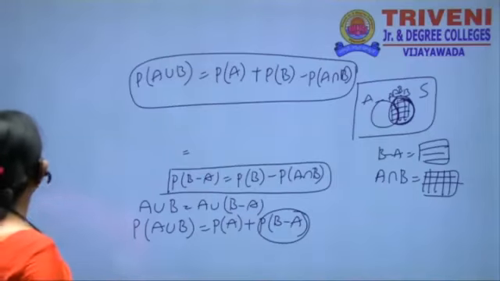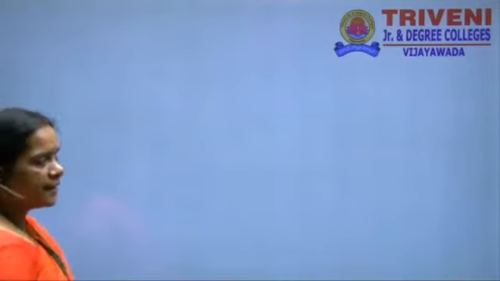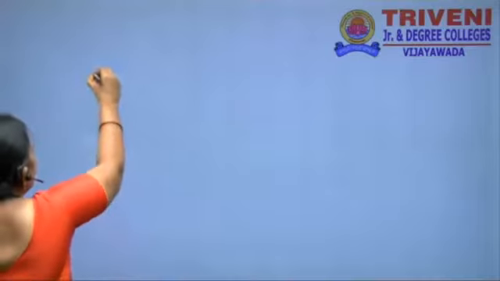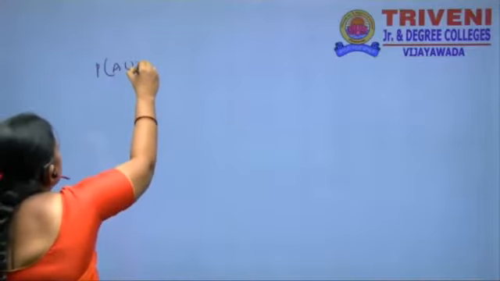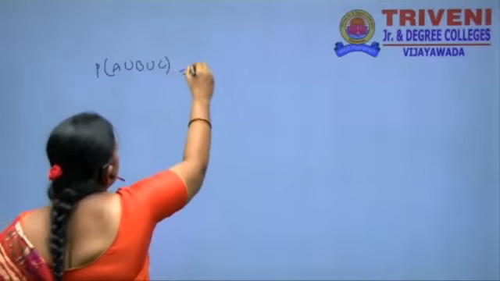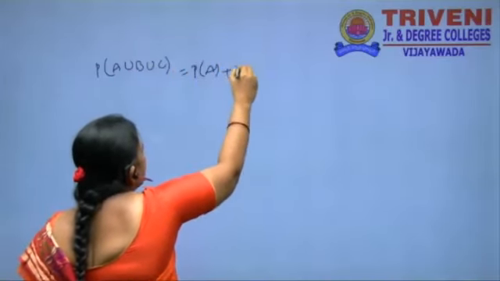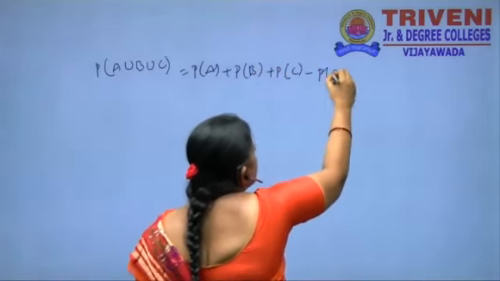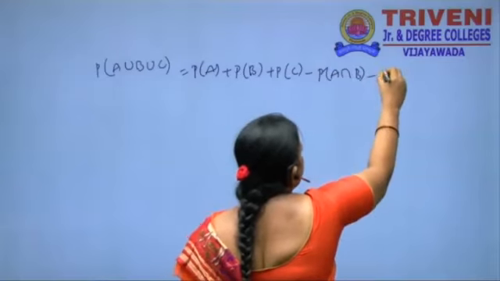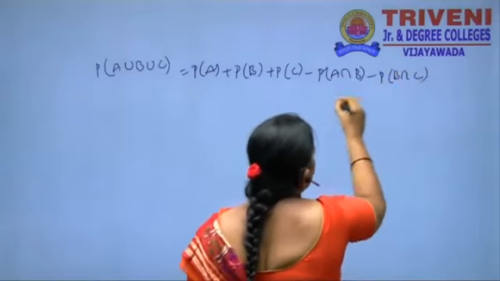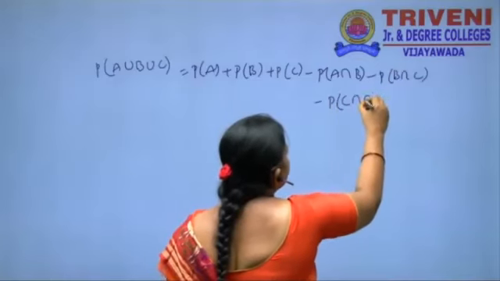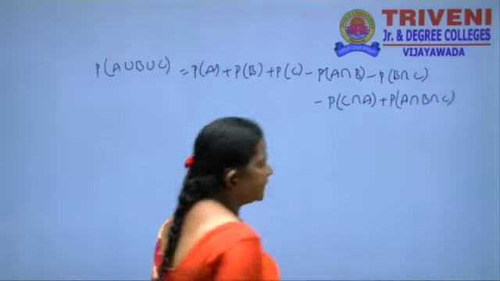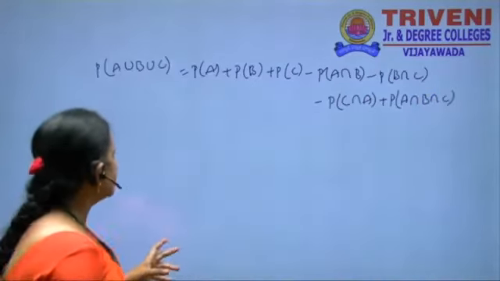And then the next theorem is, let A, B, C be three events in a sample space. Then P of A union B union C is equal to P of A plus P of B plus P of C minus P of A intersection B minus P of B intersection C minus P of C intersection A plus P of A intersection B intersection C. Just recall the theorem with this also.